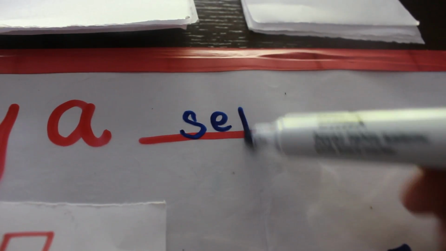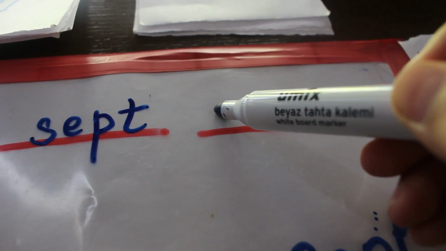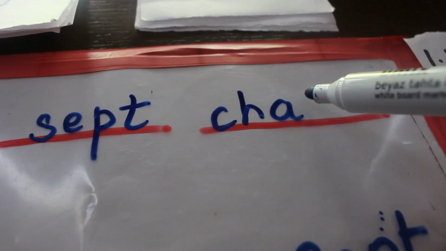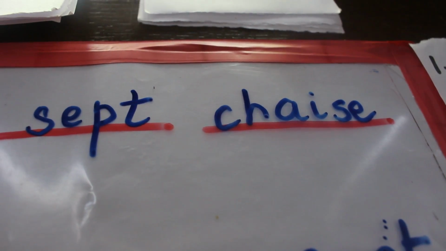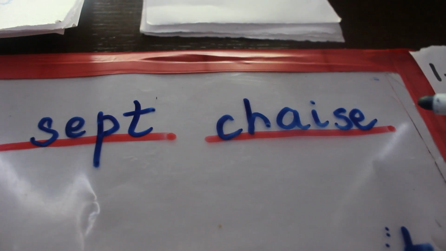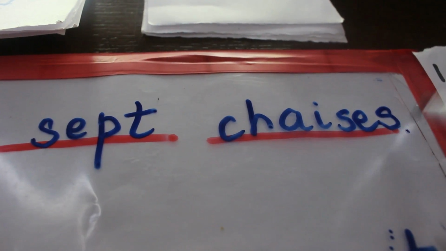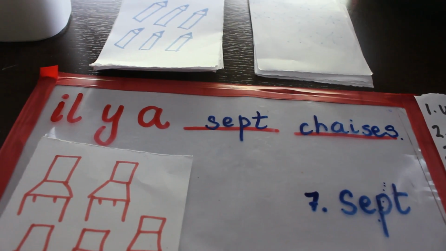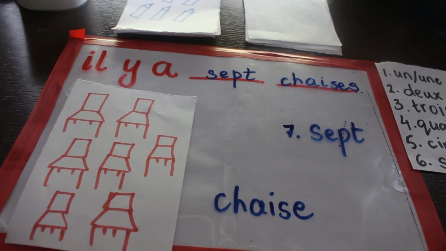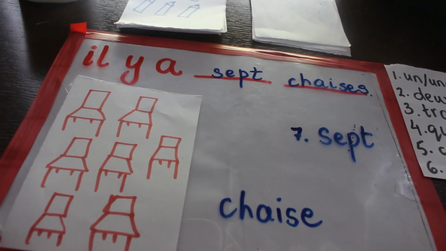So how are we going to write 7 chaises? We will simply write set. I already told you how set is written. And then we have to write chaises. Set chaises. But should I leave it as it is? No. I have to add an S for the plural, but I will not pronounce this S. So il y a 7 chaises. There are 7 chairs. Il y a 7 chaises.